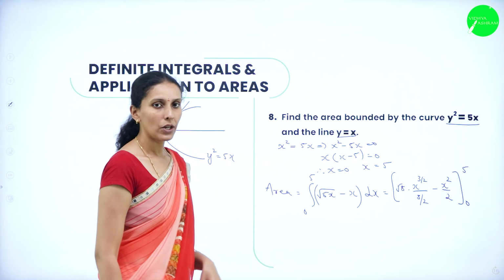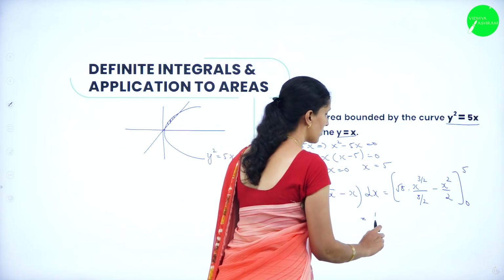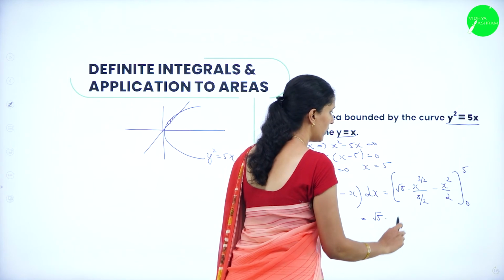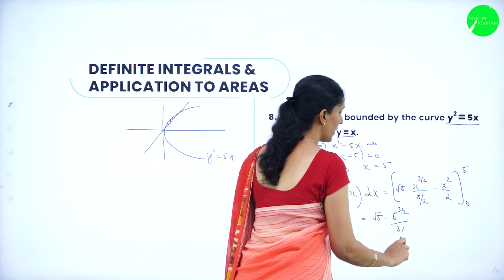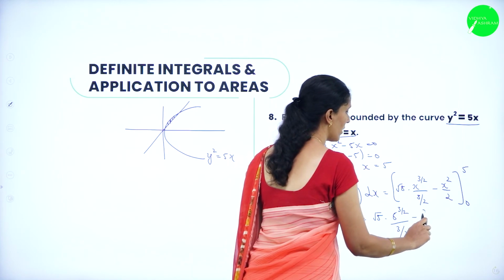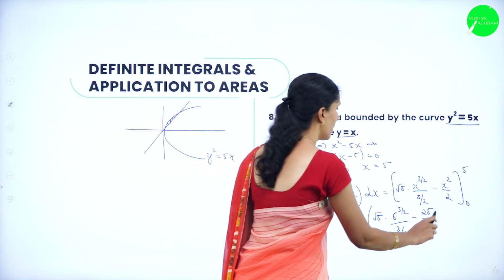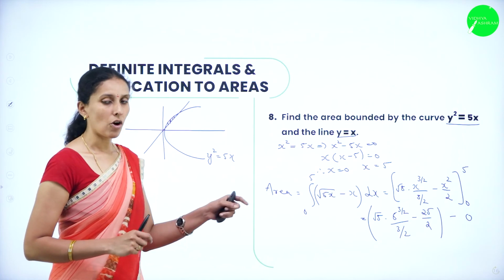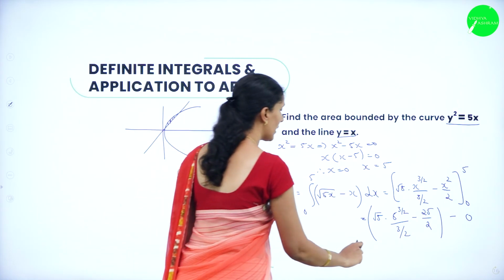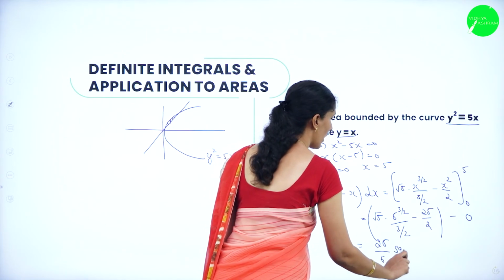For the limit 0, the terms become 0 here. So we get root 5 into 5 to the power 3 by 2 divided by 3 by 2, minus 5 square is 25 divided by 2. So this is for 5 and the second term will become 0 completely. So on solving this numerically, we will get the value as 25 divided by 6 square units.